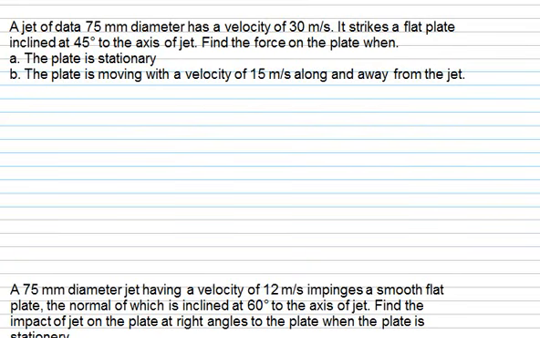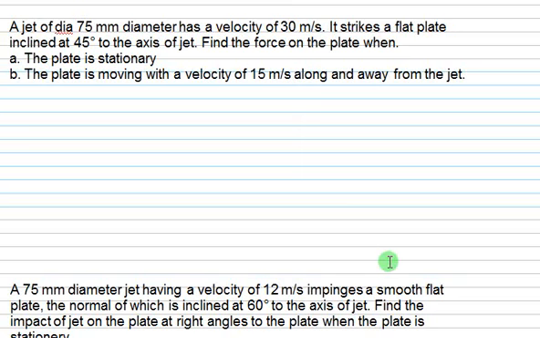So a jet of diameter has a velocity of 30 meters per second. It strikes a flat plate inclined at 45 degrees to the axis of the jet. In the first case, the plate is... no information is given about the jet, so let's assume the jet is horizontal.